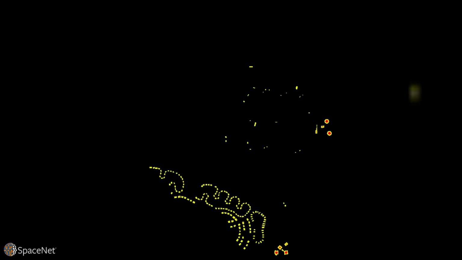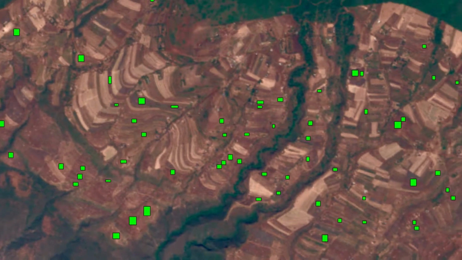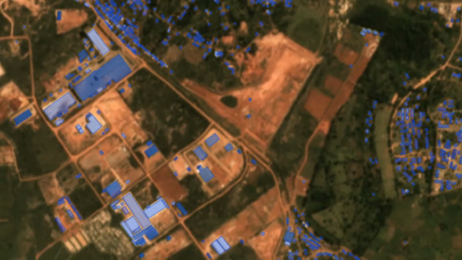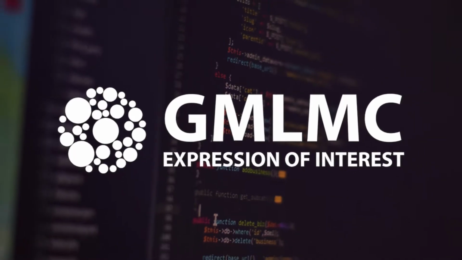So what if instead you could build off of training data that was already produced by other organizations, or retrain similar models to be more accurate in your area of interest? This kind of discoverability and reusability is exactly what we're trying to enable with the GML-MC.